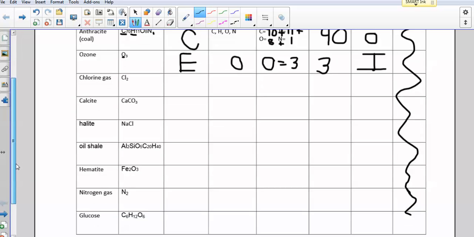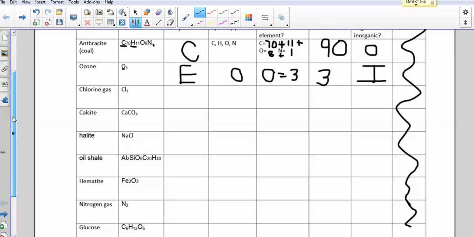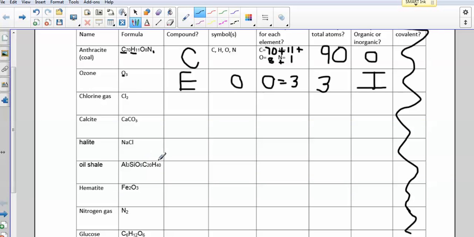Let's skip down and look at oil shale. That's this one. Al2, Si, O, C, and H. The tricky part with this one is we've got a lot of letters and we need to figure out. Remember when we were talking about elements, we said if there's a lowercase letter, that means it goes with the uppercase letter. So this isn't A and I, it's actually Al for aluminum. That's one element. And then we have capital S lowercase i, so that's silicon. That's one element. Then we have O by itself. It's capital. That's for oxygen. Then we have C. Then we have H. So this one has a whole bunch of different elements. 1, 2, 3, 4, 5. So obviously it meets the 2 or more rule, so it is a compound.